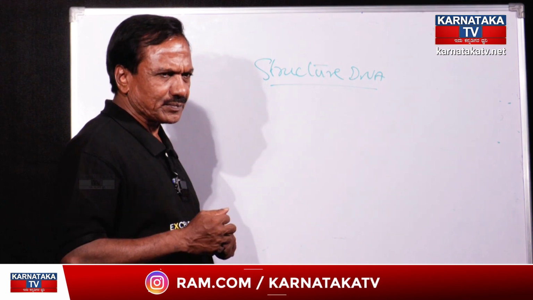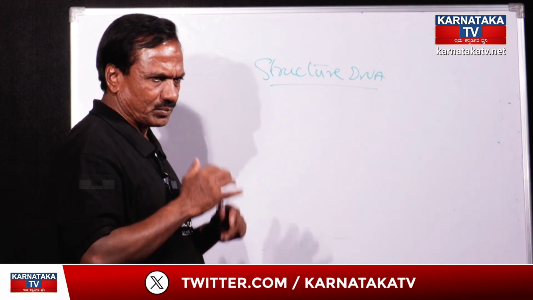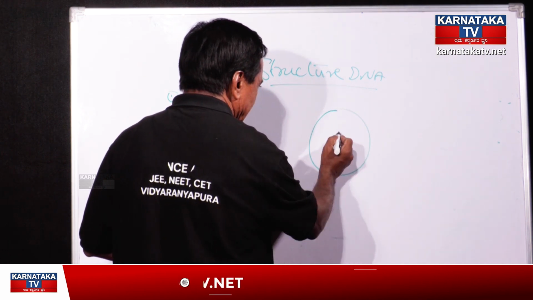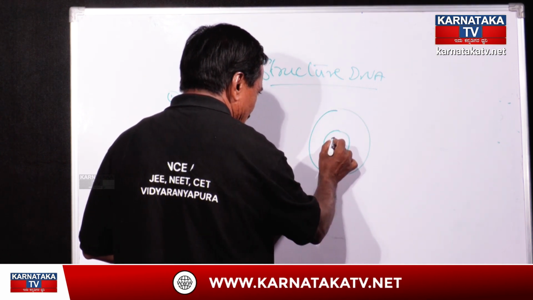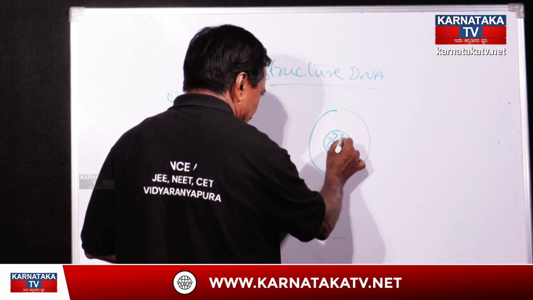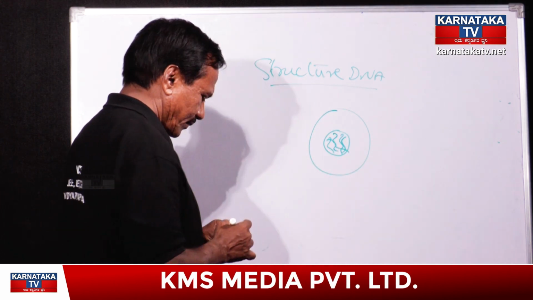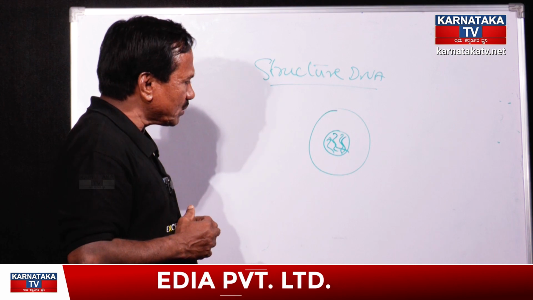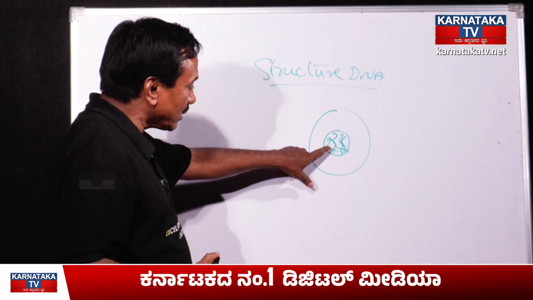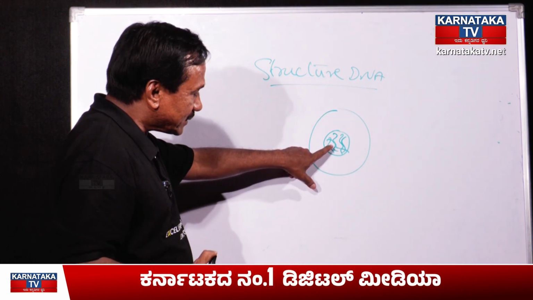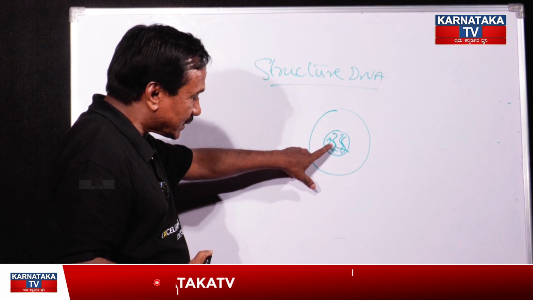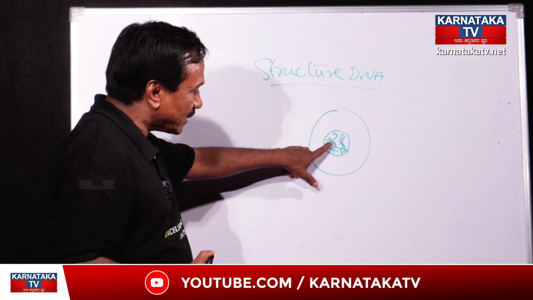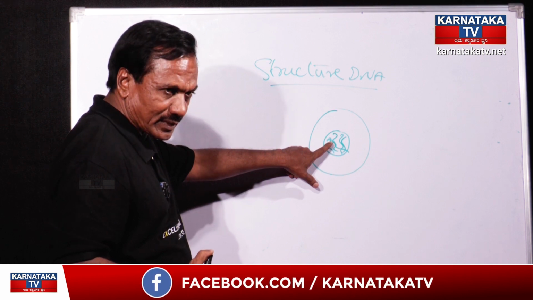Nucleus actually containing the chromosomes. For example, if this is the cell, if this is the nucleus, inside this nucleus we can see so many thread-like materials. They are the chromosomes. Then what are chromosomes? Chromosomes are the longer, thinner, microscopic, thread-like colored bodies that carry the genetical characters from generation to generation.